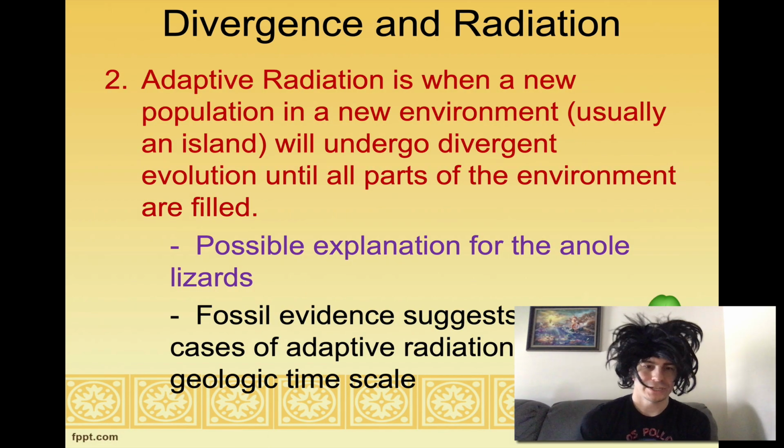Okay, adaptive radiation. We're almost done here, guys. This is when a new population in a new environment will undergo divergent evolution to fill all the empty holes in that environment. Okay, let me give you an example of this. Let's say hypothetically we have a bird and, I don't know, some insects, and that's pretty much it. Okay, and we'll throw some grass in there too.